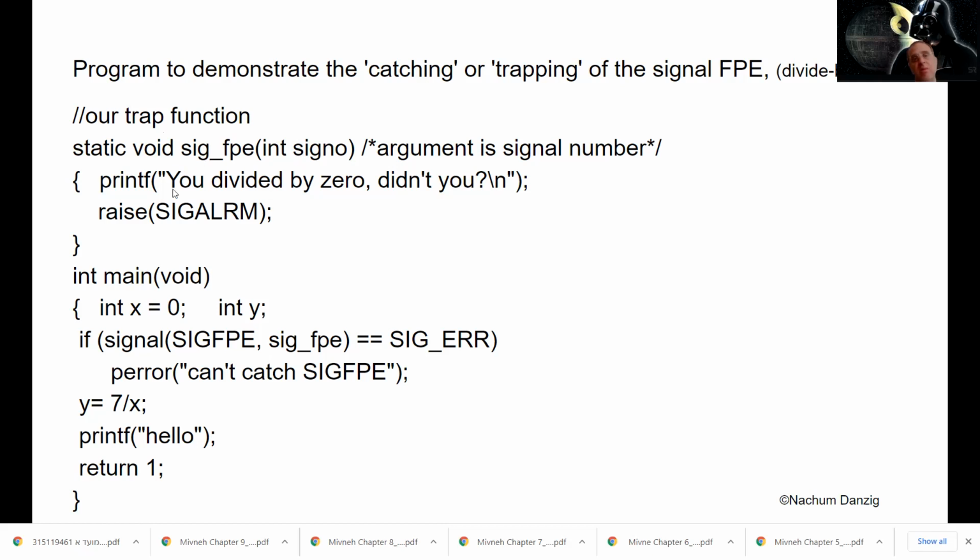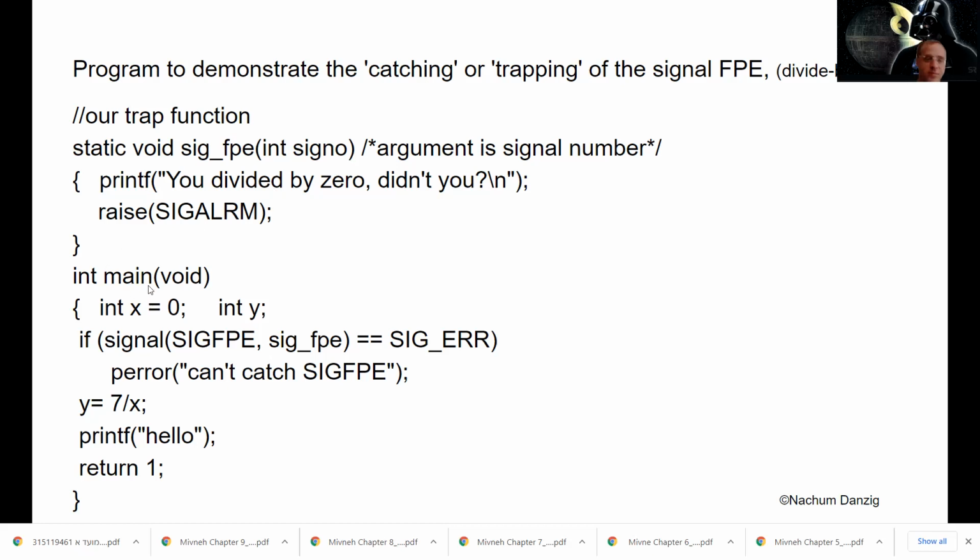And this is going to be my handler. A handler has to have a certain form. It has to return static void. It has to be called some name that I make up. And it has to take exactly one parameter of type int. And then what do I do? I wrote "u divided by 0, didn't you?" And then I send myself a signal called SIGALRM, which effectively kills me. SIGALRM is one of the kill signals. So I kill myself, but first I print this.